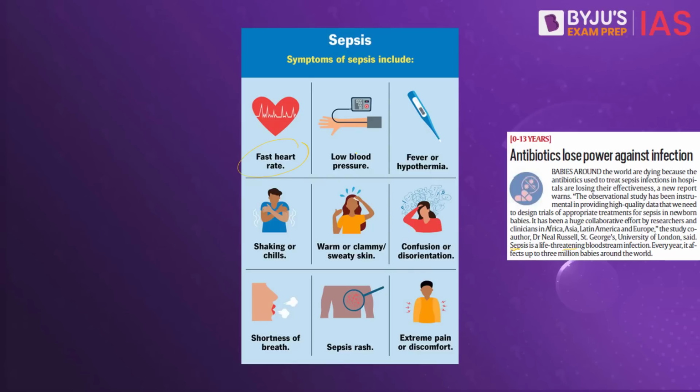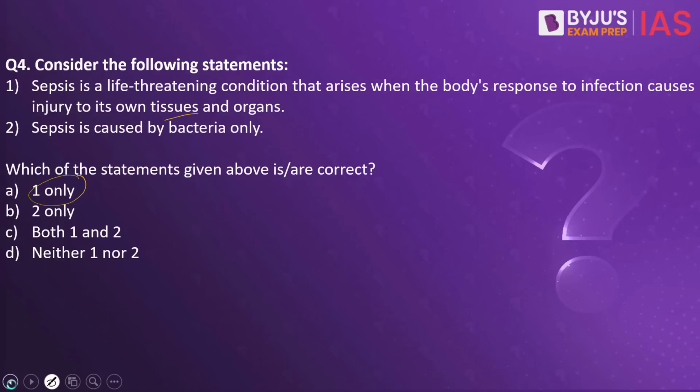So faster heart rate, low blood pressure, fever or hypothermia, shaking or chills, warm or clammy sweaty skin, confusion or disorientation, shortness of breath, sepsis rash, extreme pain or discomfort are some of the symptoms associated with it. When you look into the second statement, is it caused by bacteria only? No, it can also be caused by bacteria, viruses, fungi as well. So fungal, parasitic and viral infections also have the potential of causing sepsis as well.